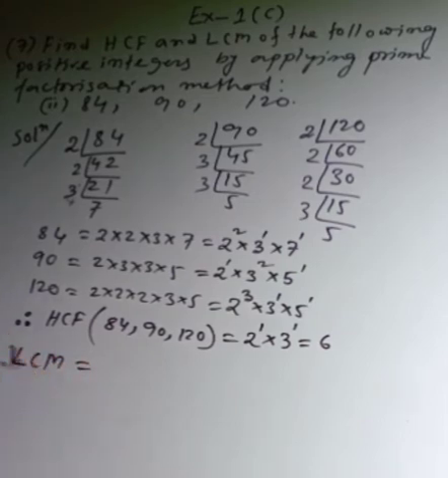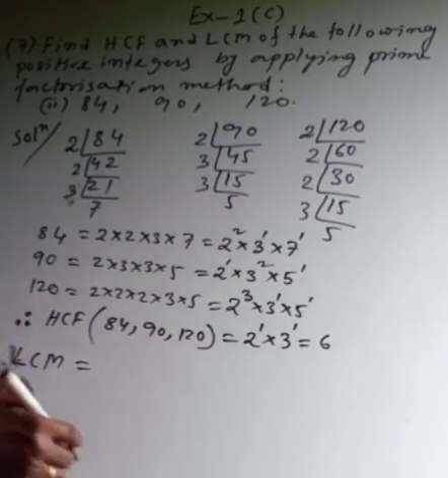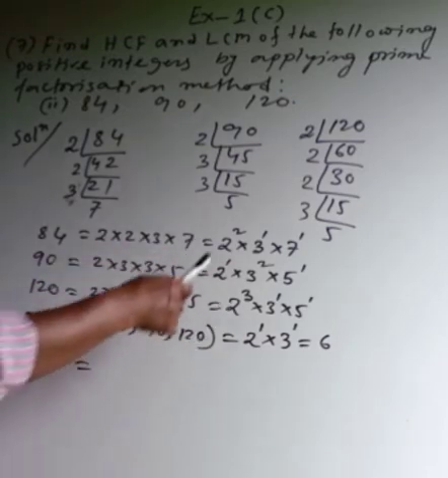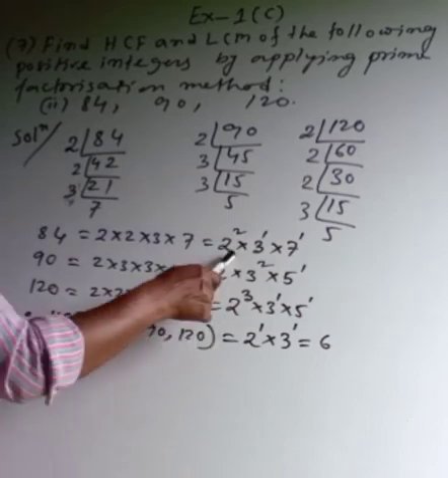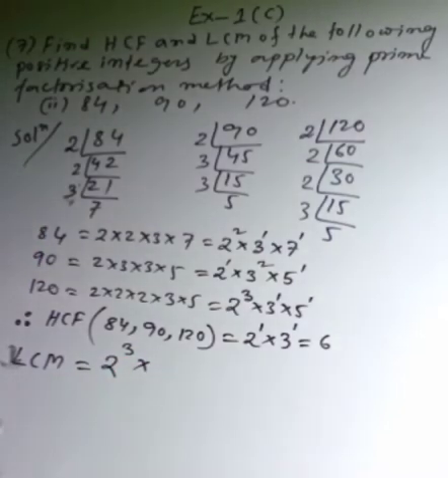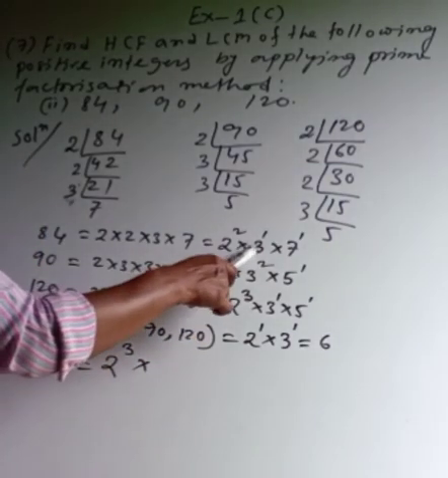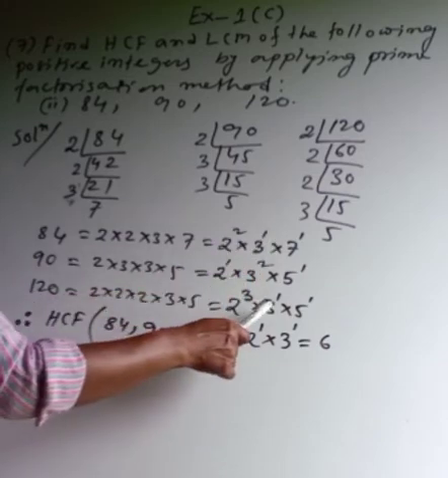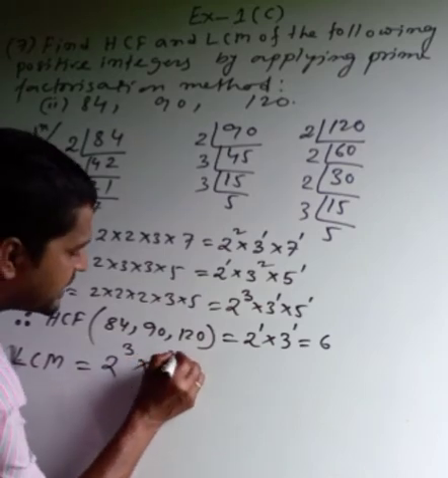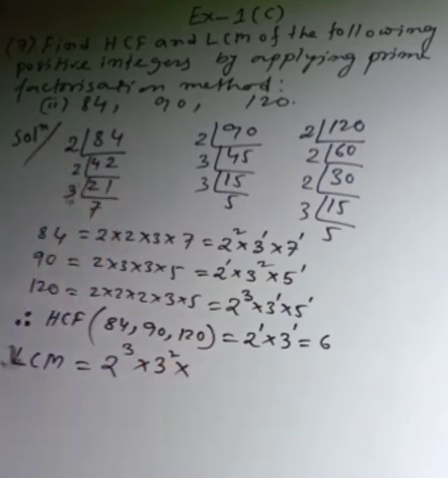Also we have to find LCM. LCM equal to, how can we find? We have to choose the maximum power. That means the greatest power. Among 2 square, 2 to the power 1, 2 cube, we have to choose 2 cube. Similarly, next one, 3 to the power 1, 3 square, and 3 to the power 1. We have to choose 3 square, the greatest one.